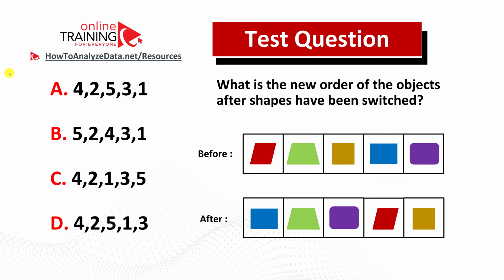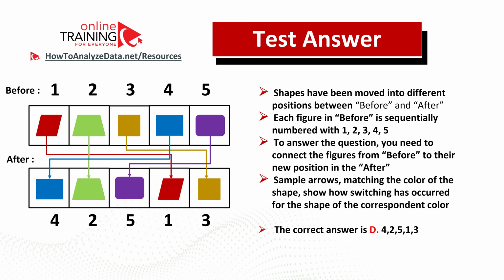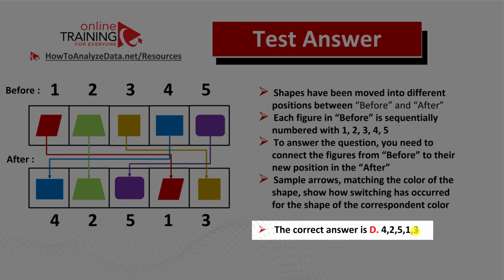If we look at the list of possible choices, you see that 4, 2, 5 is part of answer A as well as part of answer D. So we need to continue and figure out the remaining objects. And if you look and try to trace the objects, you see that the correct answer is choice D, 4, 2, 5, 1, 3. Hopefully you've answered this question correctly.